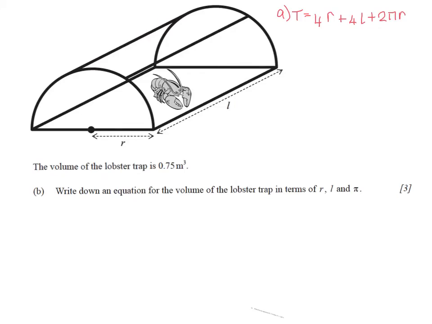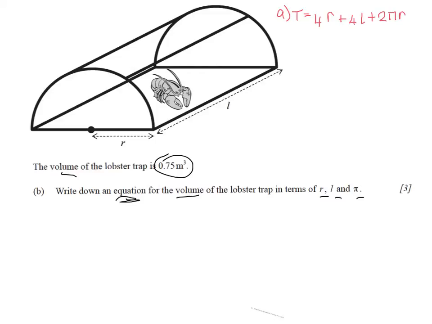Now we're being asked for the volume of our lobster trap. They're telling us the volume of the lobster trap is 0.75 meters cubed, and they're asking for an equation in terms of R, L, and pi. Again, it means that R, L, and pi will be in our answer, and that's totally okay. Now, what is the shape of our lobster trap? If you said it looks like a cylinder cut in half, then you are right.